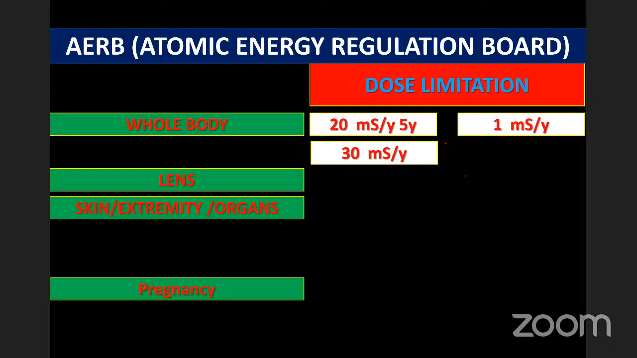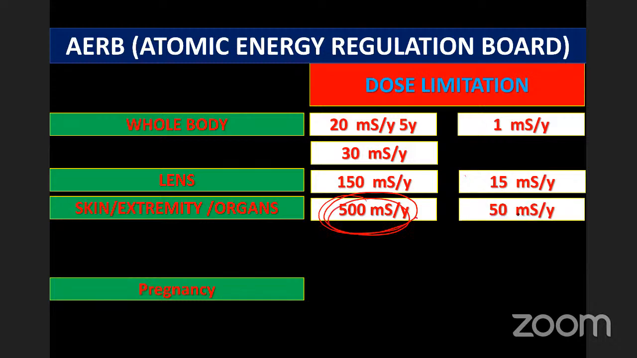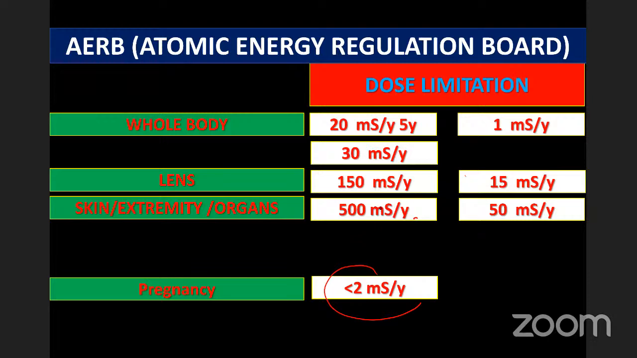Now this is the only confusing part. Next, for the lens, it is 150 millisieverts. 1/10 of it is for the general public, that is 15 millisieverts. Then for the rest of the body, 500 millisieverts is the allowed dose. For the general public, 50 millisieverts is the allowed dose. Now in pregnancy, for a hospital working person, less than 2 millisieverts per year is allowed. Remember only this much. Very simple.